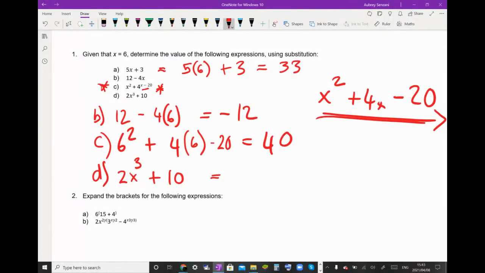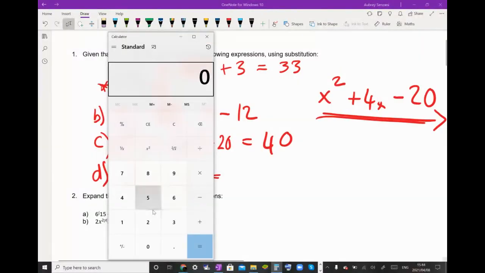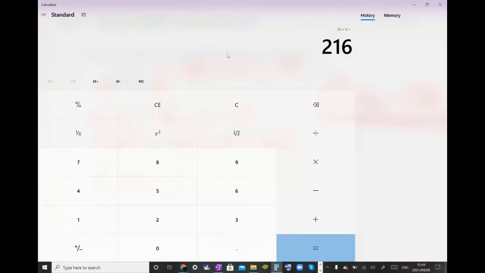Okay, so then obviously we need to resolve this first. So once we resolve that, 6 to the power 3. So let's see, what is 6 to the power 3? I'm sure you guys have calculators there on you. So 6 times 6 times 6 gives you, all right, 216.